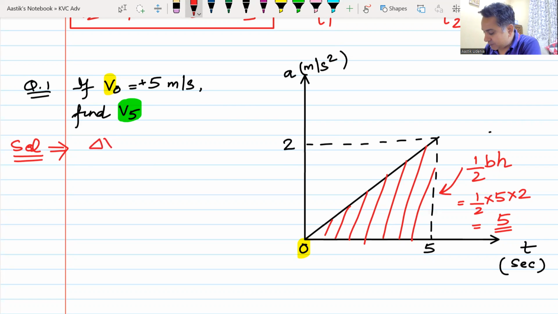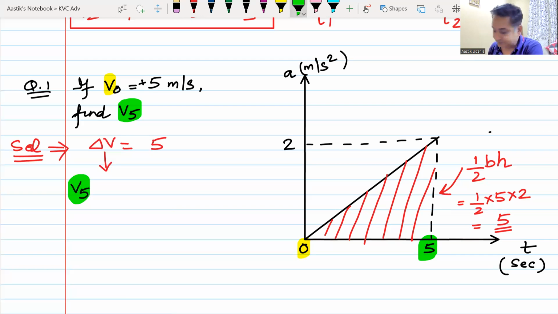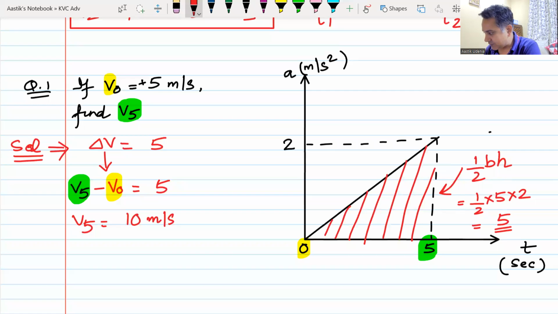The area under this graph gives me the change in velocity. So change in velocity is 5. Change means final velocity, velocity at 5 seconds, this is my final point, minus initial velocity, which is velocity at 0 seconds. That is equal to 5. So velocity at 5 seconds is 5 plus velocity at 0, and my answer is 10 meter per second. That is the answer I was looking for.